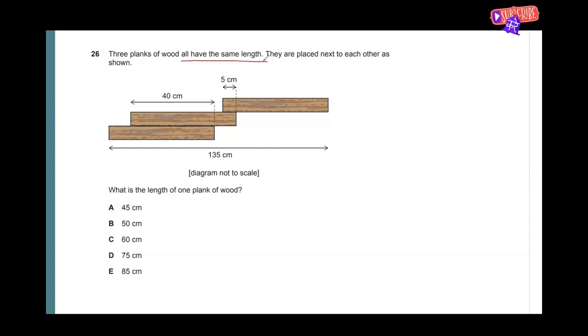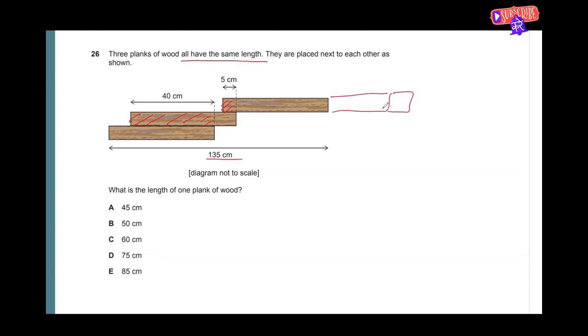So the total length of the overlapping planks is 135 centimeters. If we were to add the area of the overlapping plank area, we would have the total length of 3 planks as if laid out side by side. What I mean is this overlapping area here and this overlapping area here, that's the length that is covered up, the length that is hidden in this 135 centimeter figure. So we're trying to add this overlapping area to make it seem as if they were laid out side by side.